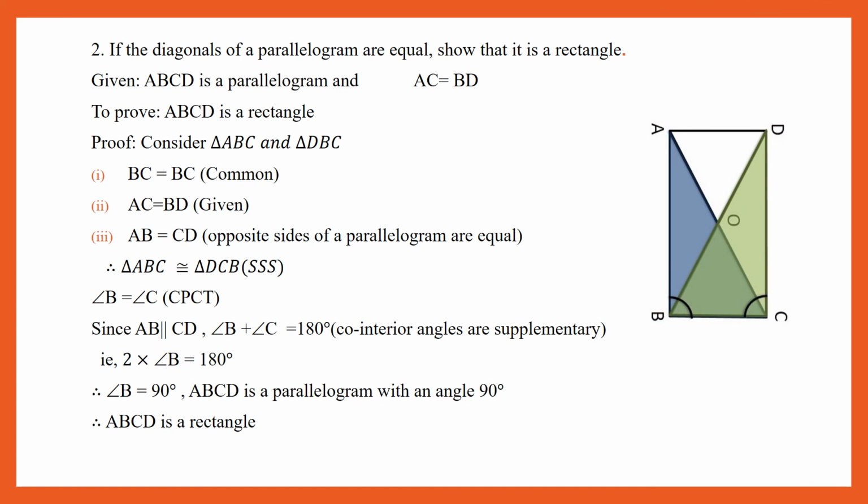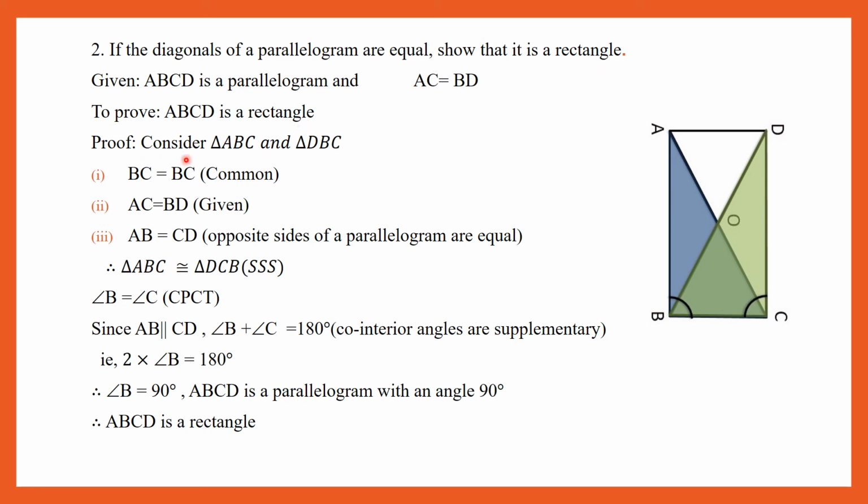Question number 2. If the diagonals of a parallelogram are equal, show that it is a rectangle. Let us take ABCD as a parallelogram and we are given the diagonals are equal. That means AC is equal to BD. So we are given the condition ABCD as a parallelogram and AC equal to BD. To prove ABCD is a rectangle.